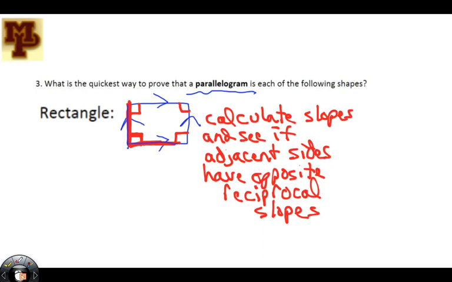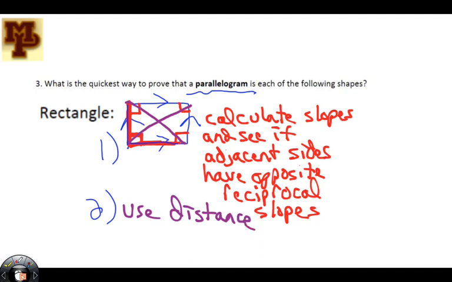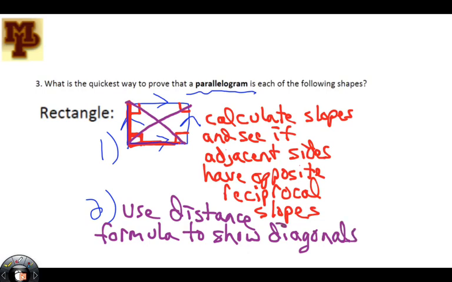So that's calculating these two slopes. The other way is you can use the distance formula and show that the diagonals are congruent. If the diagonals are congruent, then that's a rectangle as well. So I'm going to make a note. I can say use distance formula to show diagonals are congruent, that they have the same length. Okay, that would make it a rectangle if it's already a parallelogram.